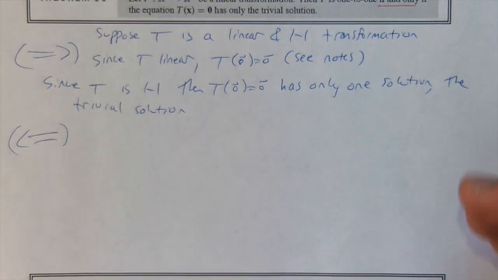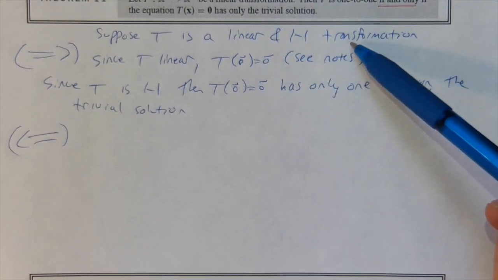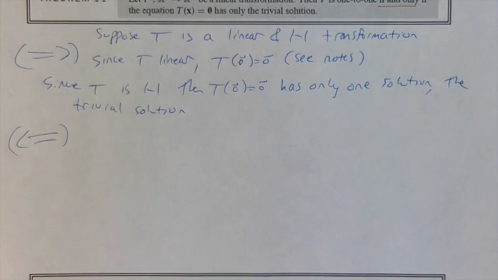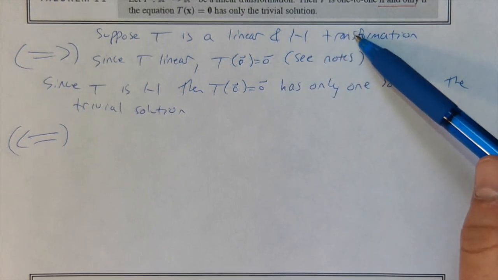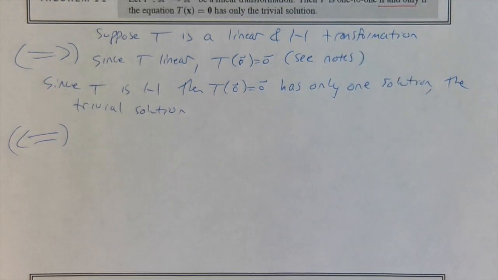And so we've assumed T is one-to-one and linear, and then we've shown that T of x equals 0 has only the trivial solution. So we knew that T of 0 equals 0 from previously, and since it's one-to-one, it must be the only one, since by definition there can only be one.